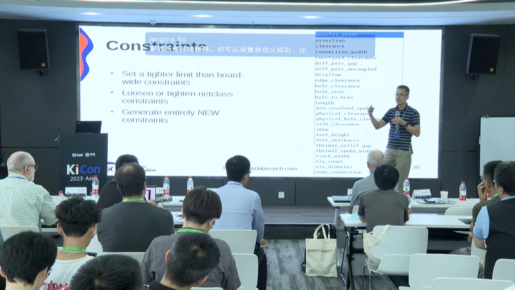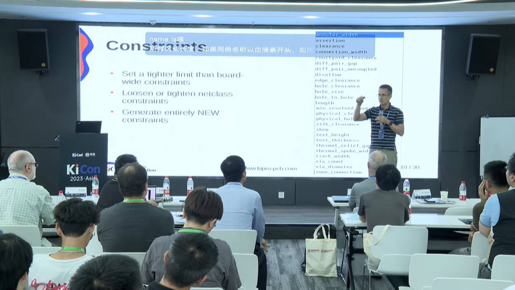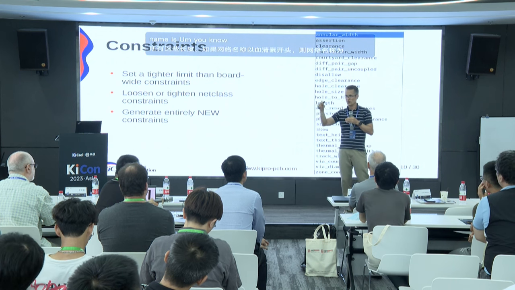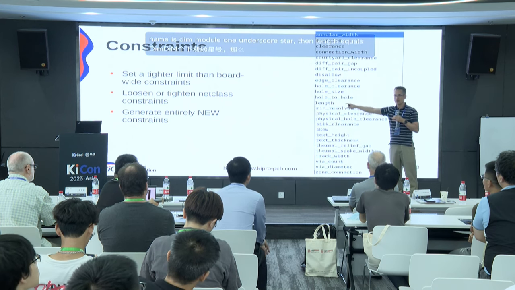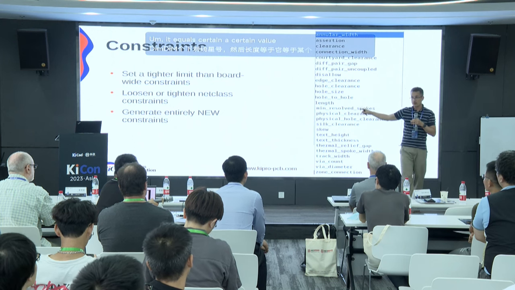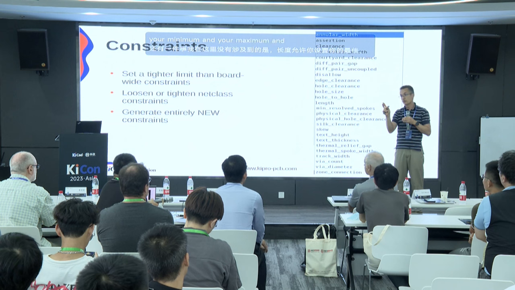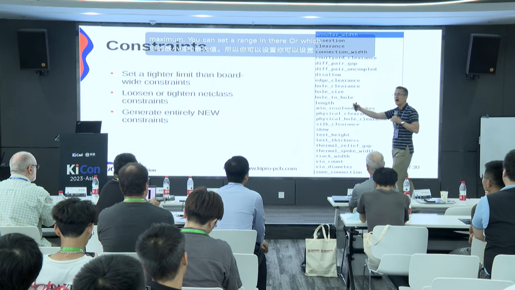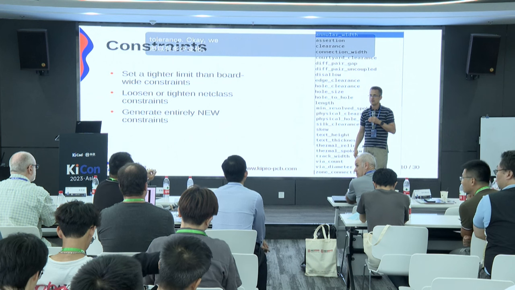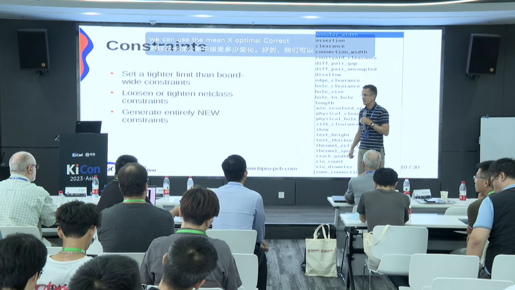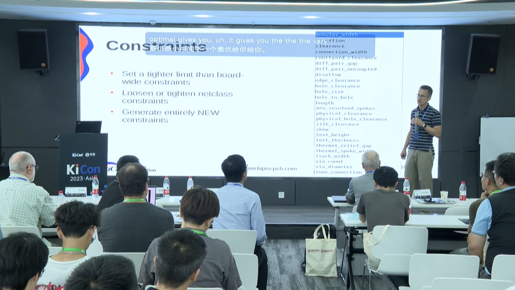So if the net name starts with, or the net name is, DIMM module 1_*, then length equals a certain value. And one thing I didn't cover here is that length allows you to set your optimal, your minimum, and your maximum. And so you can set a range in there for how much variation you're willing to accept in the length tolerance. Correct. The min, max, and optimal give you the variance in the length that you're routing.